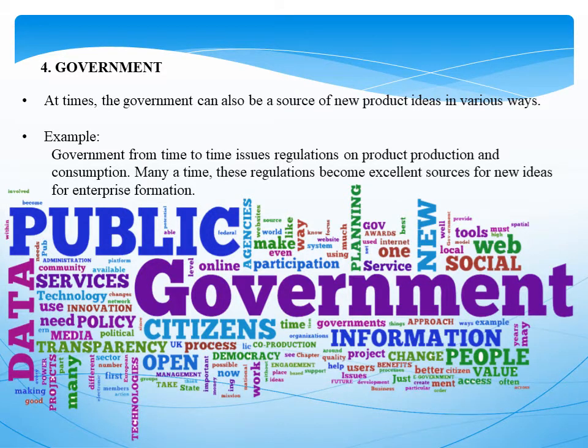Government. At times, the government can also be a source of new product ideas in various ways. For example, government from time to time issues regulation on product production and consumption. Many a time, this regulation becomes an excellent source for new ideas and enterprise formation. Second example, government's regulation banning polythene bags has given a new idea to manufacture jute bags for marketing convenience for the seller and buyers.